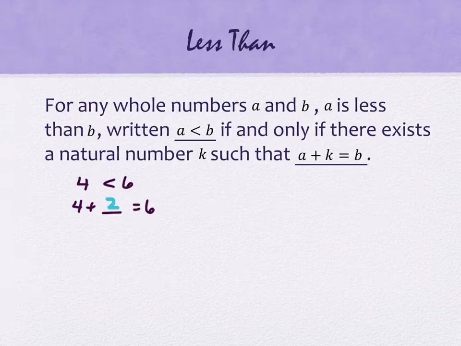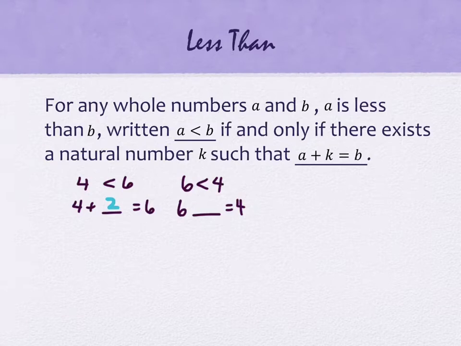If there isn't, then it's not less than, right? The reason, in some sense, that 6 is not less than 4 is because there is not a whole number I can fill in this blank right here and equal 4. There's not a whole number that does that. So that's why 6 is not less than 4.